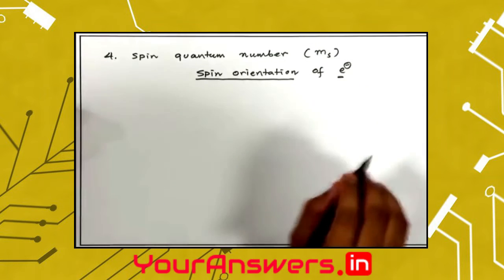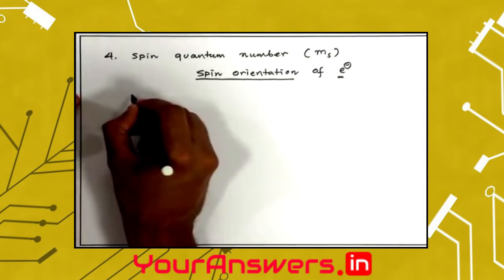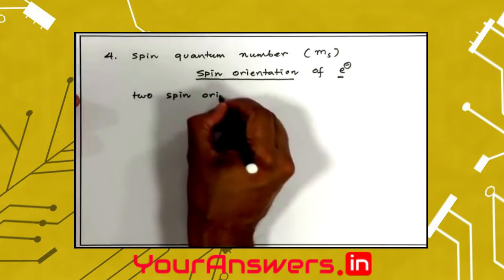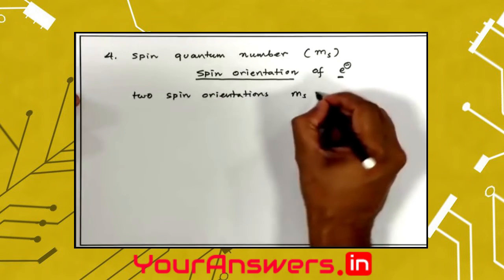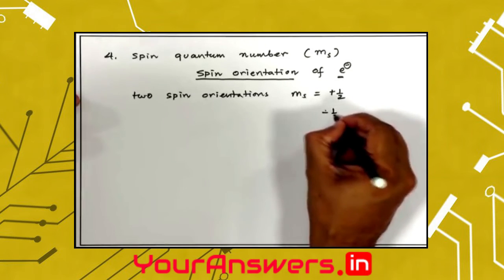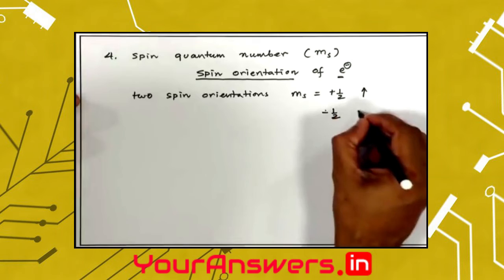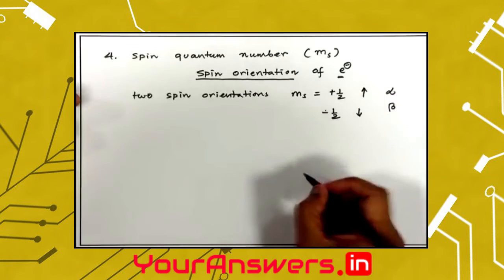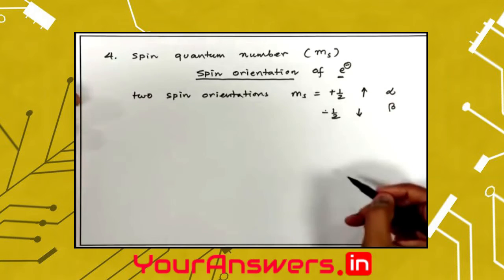There are only two possible spin orientations for an electron. They are given as ms value of plus half or minus half. They signify up spin or down spin. They are also called alpha or beta. So these are the two spin orientations of an electron.